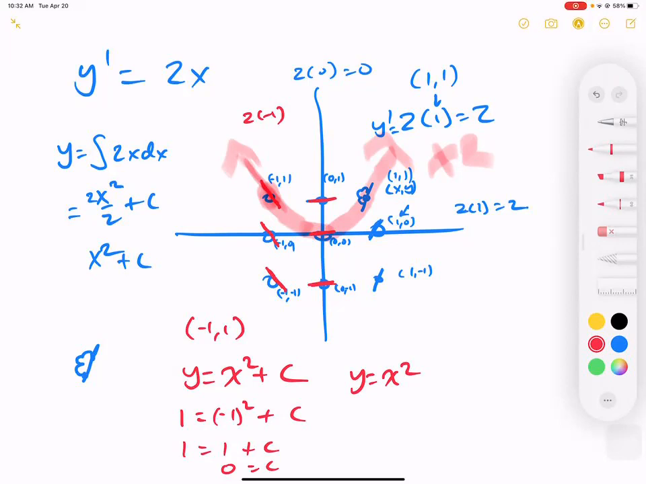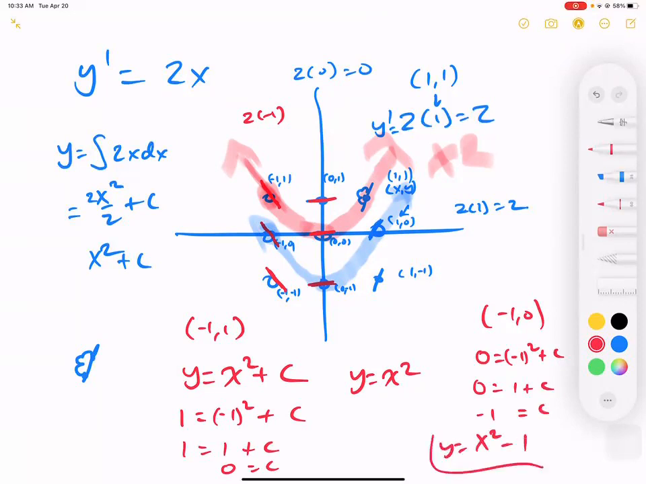What if I had picked the point negative 1, 0? What would happen if I picked point negative 1, 0? Let's look here. Sailing over the... You can see that gives me another graph, another parabola. If I go ahead and plug in my numbers, 0 equals negative 1 squared plus c. 0 is equal to 1 plus c. c in this case would be negative 1. So y is equal to x squared minus 1. Hey, that's the equation of the graph if I start at negative 1, 0. So we can go back and find out what the actual graph is.